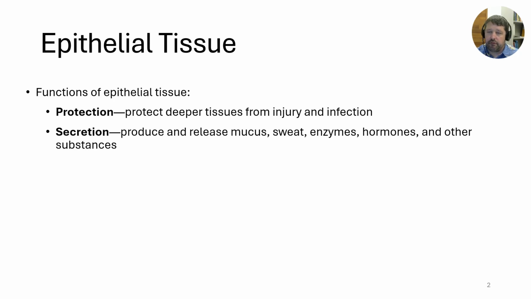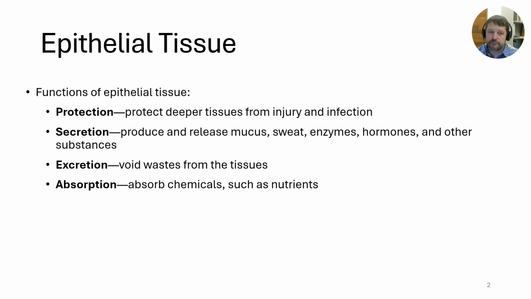Associated with it are glands. Okay, so sweat glands, hormones, mucus, enzymes, lots of different secretions that are associated with that epidermis. Okay. Excretion voids waste from the tissues, and so we'll look at some of that. But some of these glands are associated with getting rid of waste products.